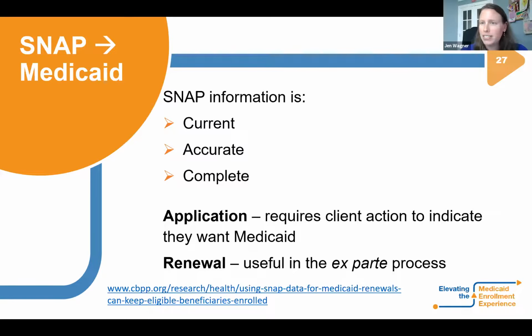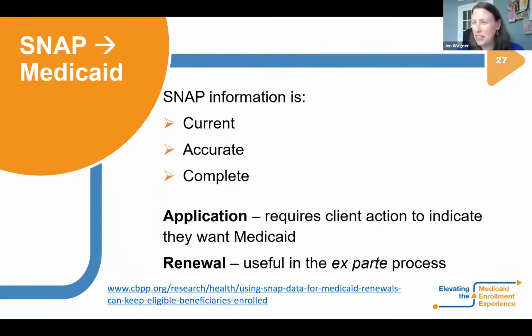SNAP requires very detailed dollar for dollar verification of income, usually with 30 days of pay stubs. And it's complete. SNAP files show what type of income it is and who is receiving the income. And that really helps to be leveraged for other programs. So this can be done at application, where you find people who are enrolled in SNAP and not Medicaid. Or in the case of Medicaid expansion, you find newly eligible individuals.